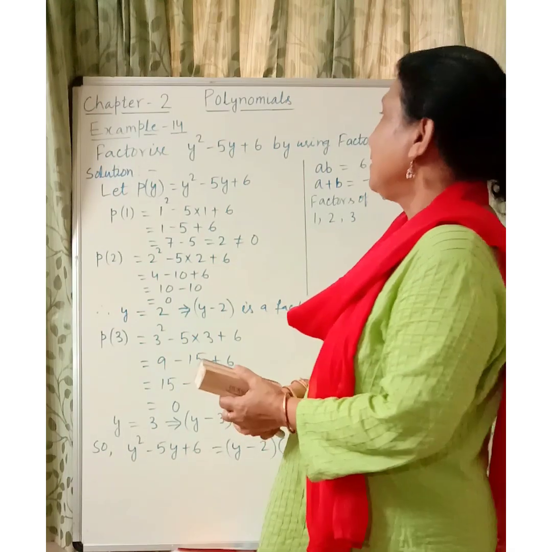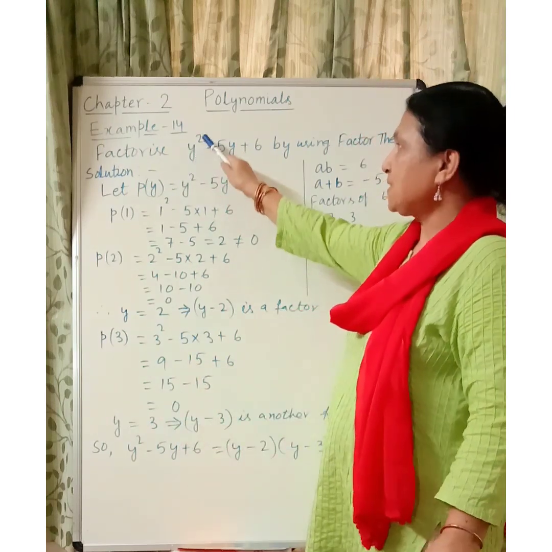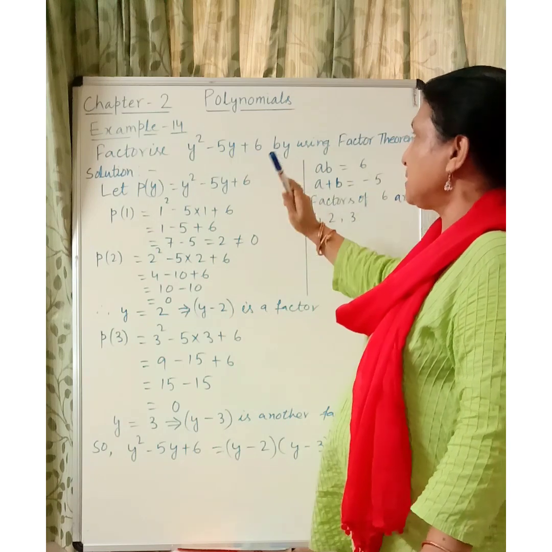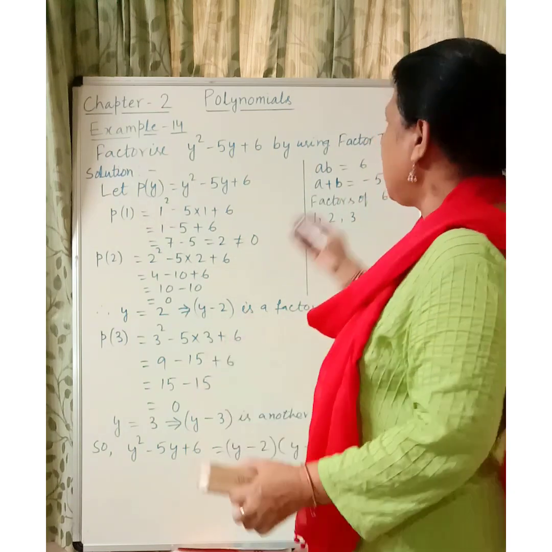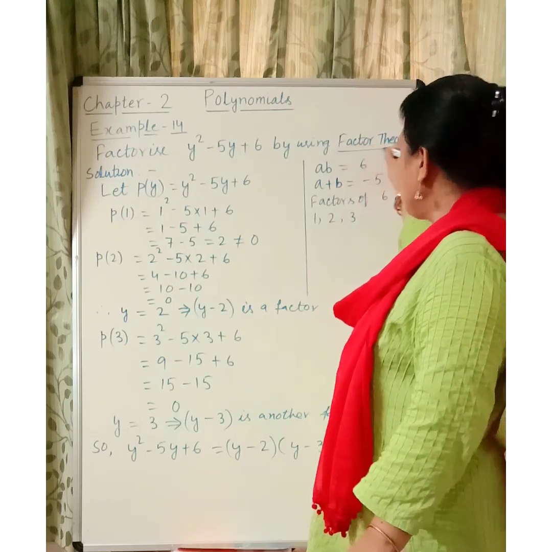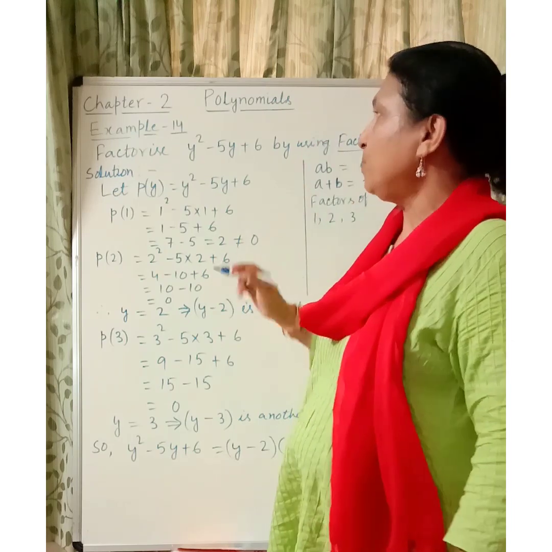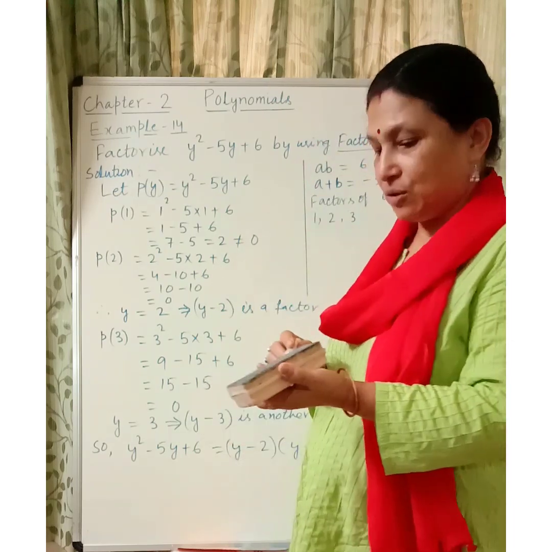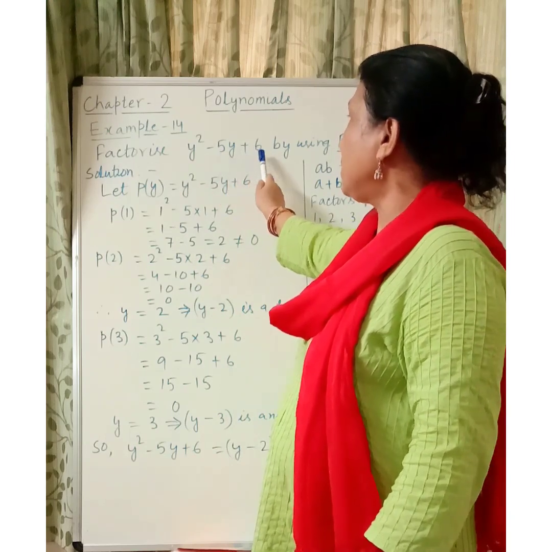Now, example 14. Factorize y square minus 5y plus 6 by using factor theorem. Factor theorem is actually new for all of you. So, one more example I have taken by using factor theorem. So, here y square minus 5y plus 6.